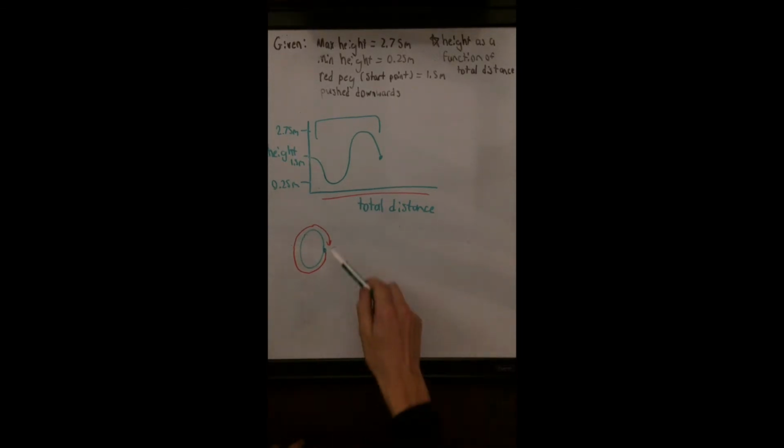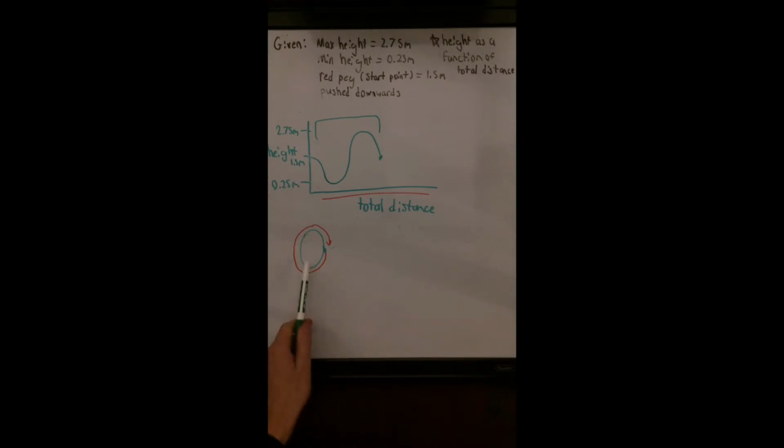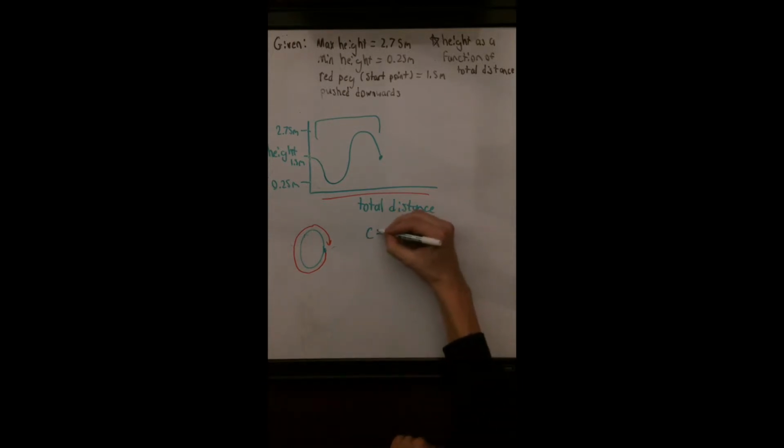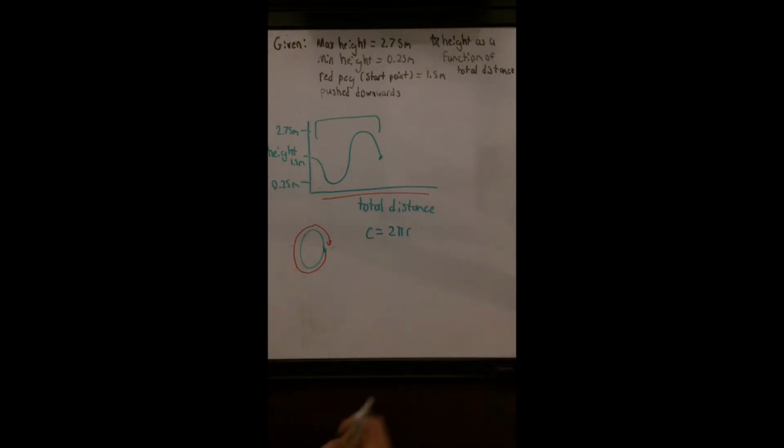Because we know that the peg will travel one full revolution around the circle, we can solve for the period by calculating the circumference of the circle. We know from grade 10 that circumference is equal to 2 pi r. The radius we don't directly have, but we can piece it together from the information given in the question.